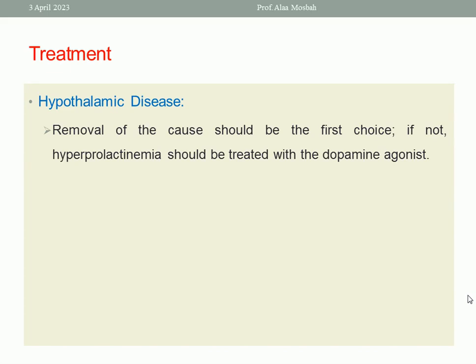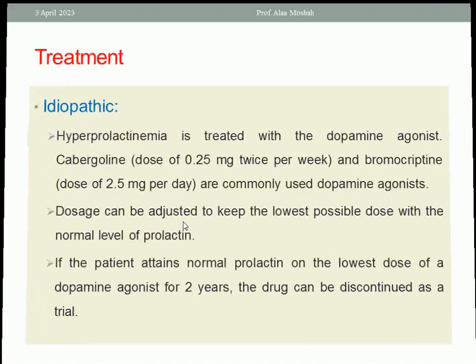Okay, what if the cause of hyperprolactinemia is hypothalamic disease? You should remove the cause or manage the cause. This is the first choice. If not, hyperprolactinemia should be treated with dopamine agonist such as cabergoline or bromocriptine. So if you found a treatable cause, you can manage it. If not, give dopamine agonist like cabergoline or bromocriptine.